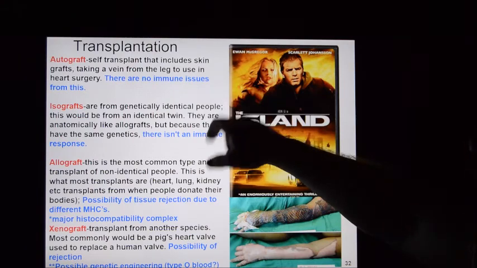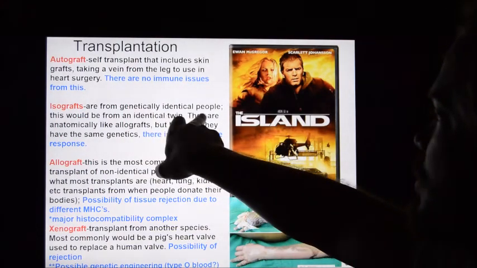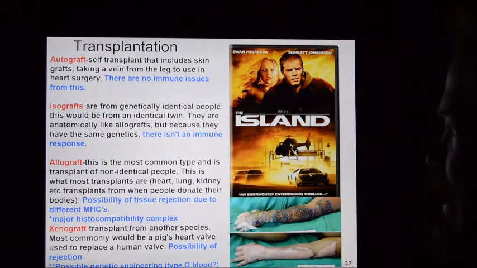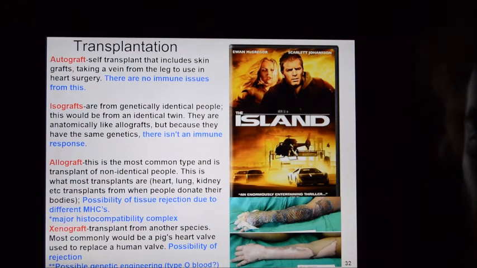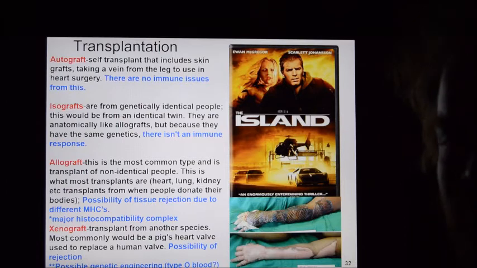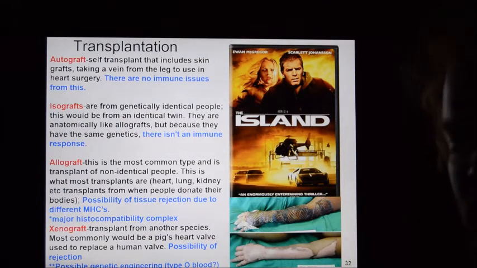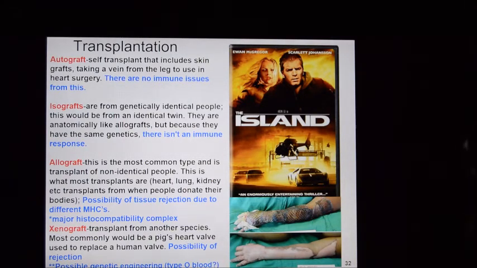There are isografts. This is a graft from a genetically identical person. So if you had a pair of twins that were genetically identical to one another, if one of them had complete kidney failure, you could yank a kidney out of the other and pipe that sucker in, and they're going to have no problems because their genes are identical. They're going to have the same basic immune system and not have any chance of rejection.